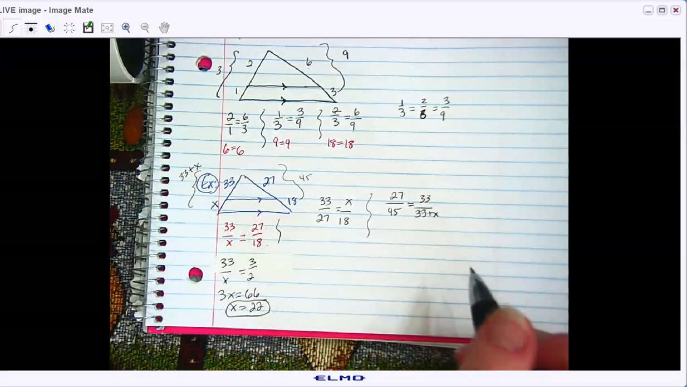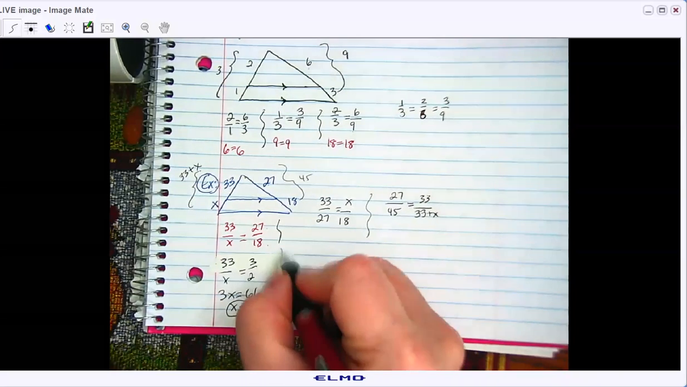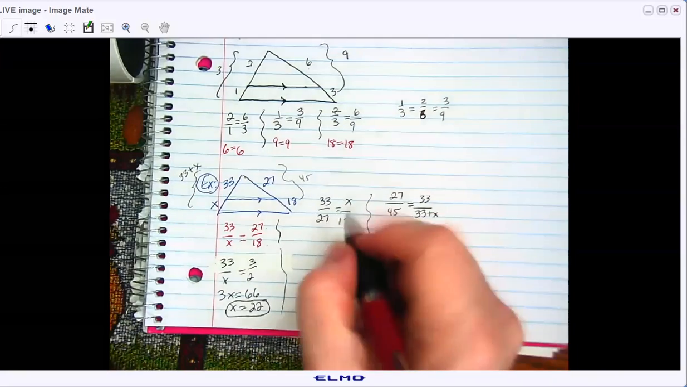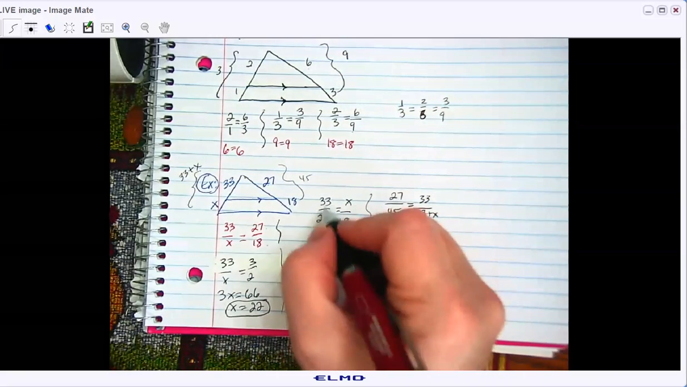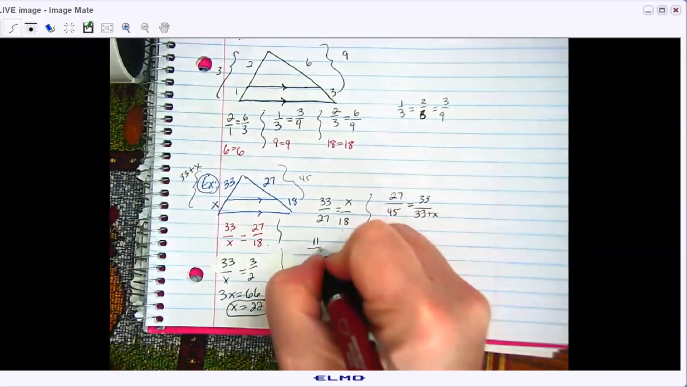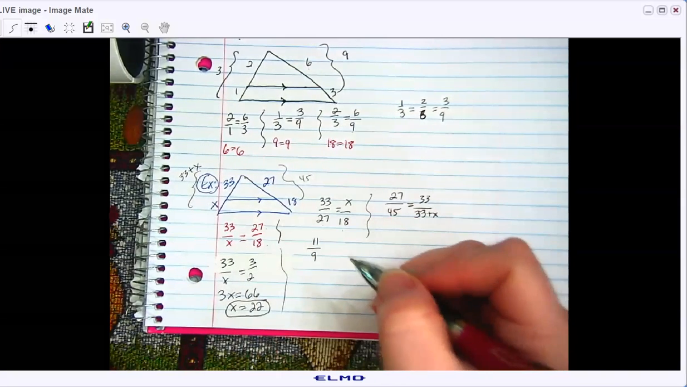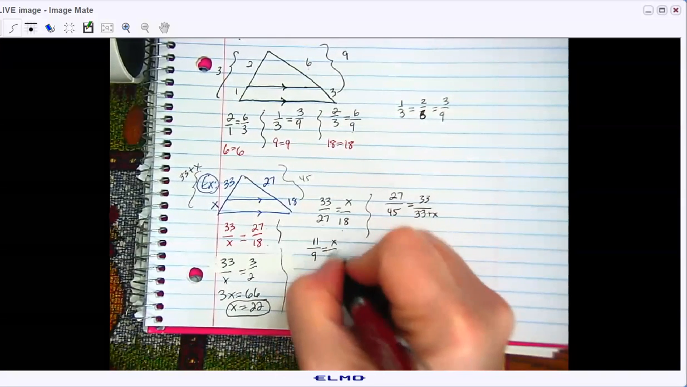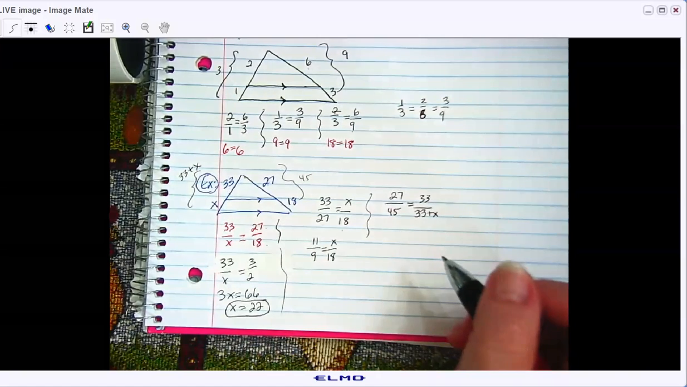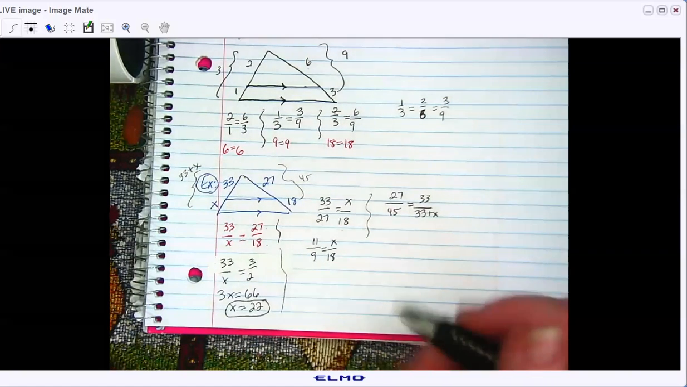594, thank you. That's too much work for me. Anyway, if I cross multiply here, I'd reduce this first to 11 over 9 equals x over 18. I just wanted to show you that we do get the same answer.